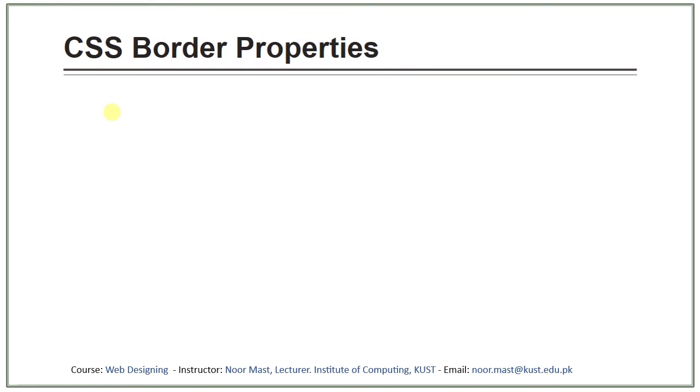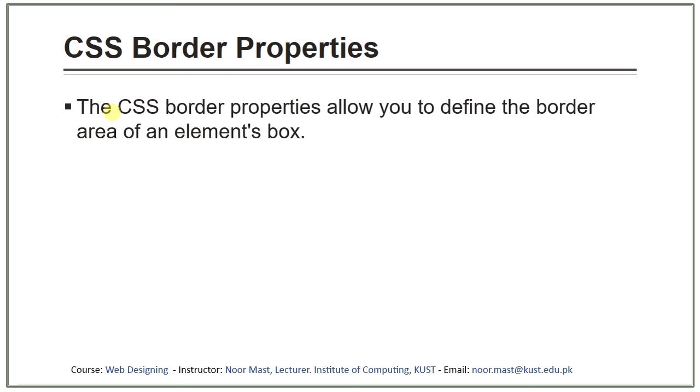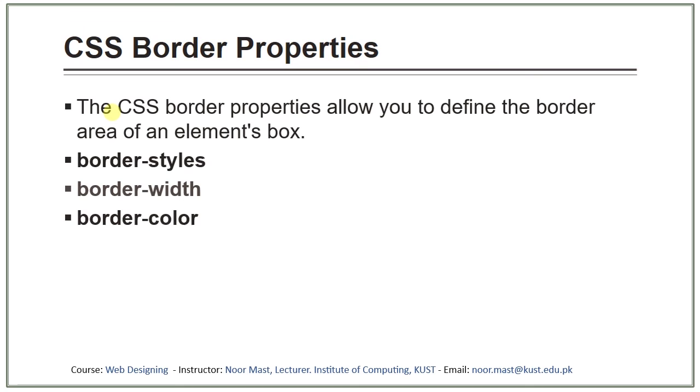CSS Border Properties. The CSS Border Properties allow you to define the border area of an element box. The border style property is used to define the styles of the border, such as to draw a solid line or a dotted line, or if you don't want to draw any border, then set the value of this property to none. Border width. This property specifies the thickness of the border, while the border color property is used to specify the color of the border.